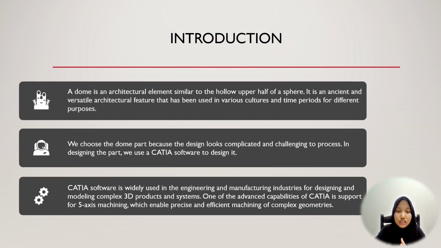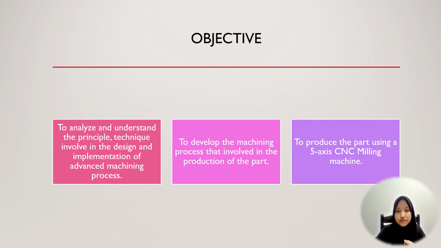CATIA software is widely used in the engineering and manufacturing industry for designing and modeling complex 3D products and systems. One of the advanced capabilities of CATIA is its support for 5-axis machining, which enables precise and efficient machining of complex geometry. We have three objectives. The first one is to analyze and understand the principles and techniques involved in the design and implementation of advanced machining processes. The second is to develop the machining process involved in the production of the part. And the third is to produce the part using a 5-axis CNC milling machine.